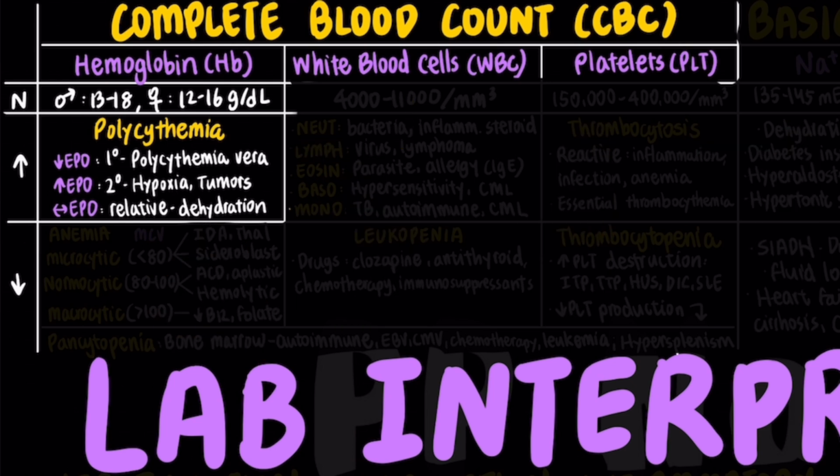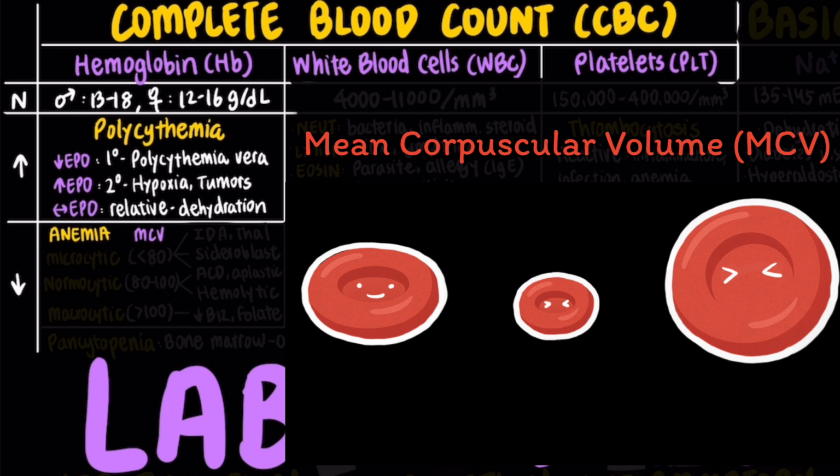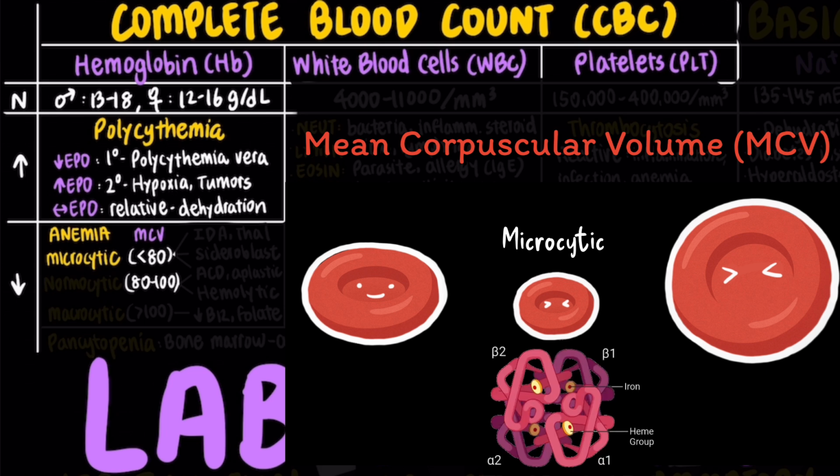When hemoglobin is low, we know the patient has anemia, but to figure out the cause, we look at the MCV, or mean corpuscular volume, which tells us the average size of red blood cells. The normal range for MCV is 80 to 100. In microcytic anemia, the MCV is below 80, meaning red blood cells are smaller than normal. This usually happens when there's a problem with hemoglobin production, especially with the heme or iron part.